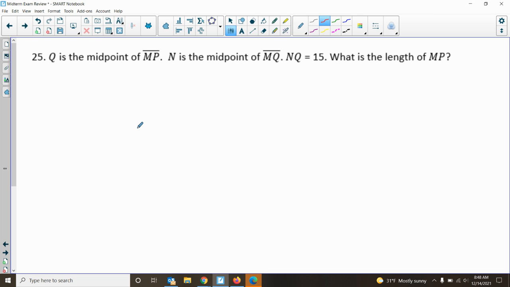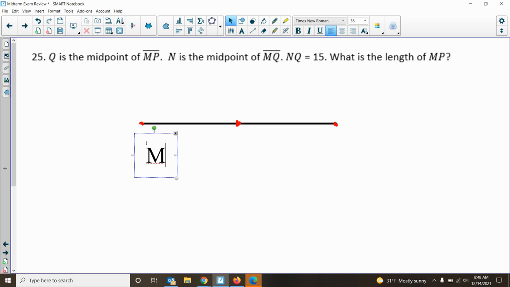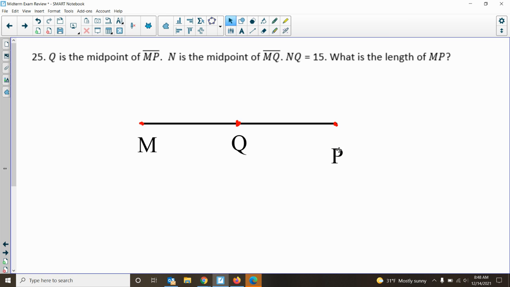25. Q is the midpoint of MP, N is the midpoint of MQ, NQ equals 15. What's the length of MP? This question sounds really complicated, but it's actually not. Just draw the picture and you'll be fine. So Q is the midpoint of MP. So here is M, here is P, and Q is going to be smack dab in the middle. Okay, so here's M, P, here's Q. It's a midpoint, right? So it's going to break this segment up into 2 congruent parts. Now, it says that N is the midpoint of MQ. So again, make another point here. This is point N.